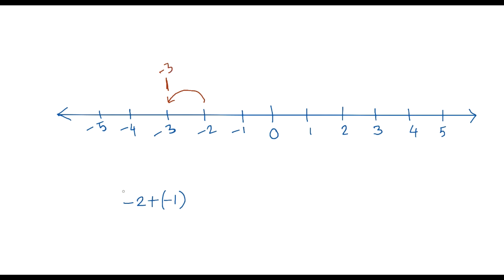-3. So let's see what is the answer here. -2, -1. -2 plus -1 will result in -2 minus 1. So ultimately we have -3 because both the signs are negative, and we will add the numbers here.